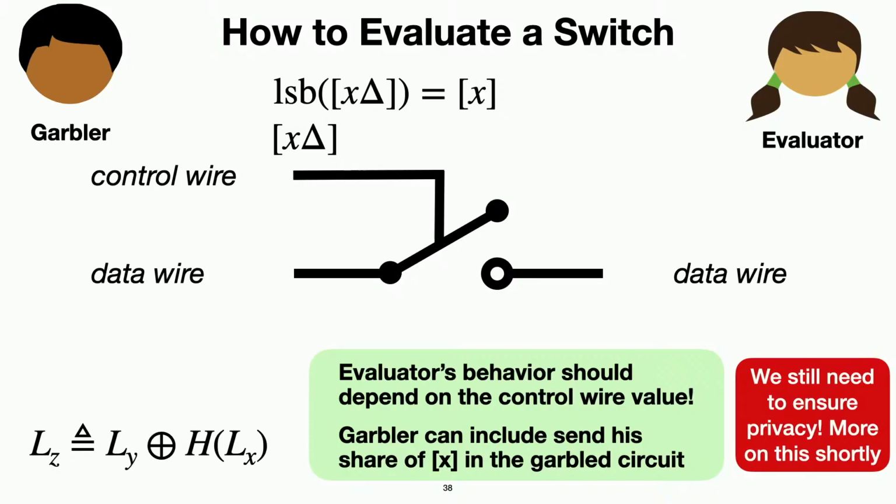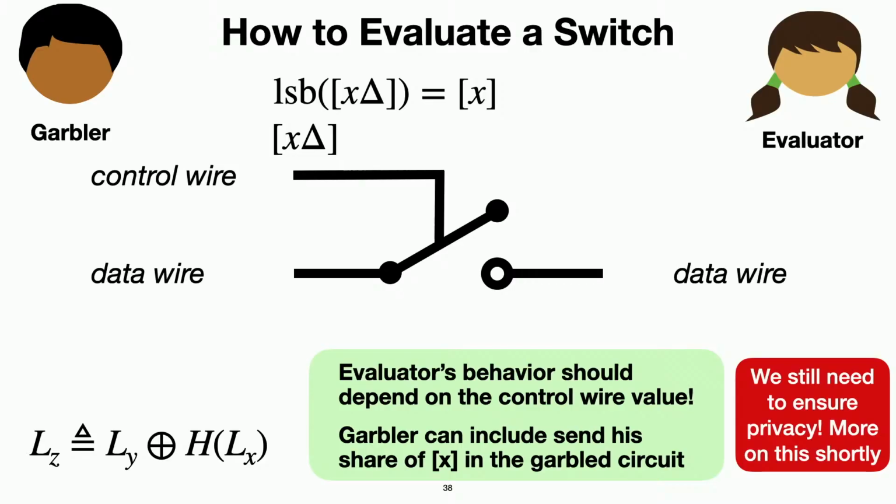In particular, remember, there's this thing with the point and permute bit, right? You can take the least significant bits of your shares, and now the garbler can just include in the garbled circuit a single bit that says, hey evaluator, whenever you get to this control wire, you'll learn what its value is. Because my share is just attached to the garbled circuit, just XOR it with your share, and now you know what value this control wire has. Once you know that, you know what to do.